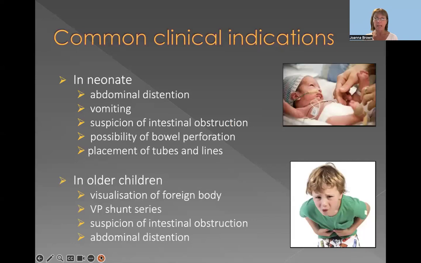So common clinical indications where we are doing it in children, in neonates, are abdominal distension, when the child presents with vomiting, when we have a suspicion of intestinal obstruction, possibility of bowel perforation, and placement of tubes and lines in the intensive care unit. In older children, we will be doing it for visualization of foreign bodies, VP shunt, and suspicion of intestinal obstruction or abdominal distension.